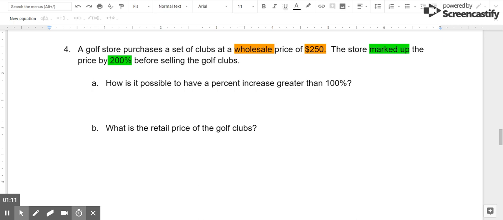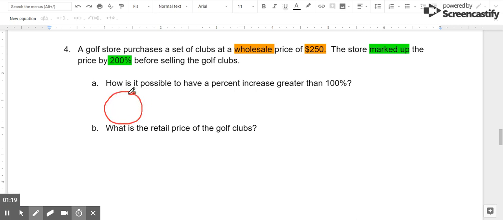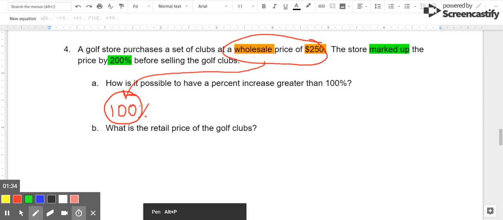I'm going to use a circle to represent my whole. So this first circle represents the wholesale price of the clubs. That is what the store paid for the clubs. So that is 100% of the price that the store paid. But then the store marked it up. If they sell it for that same price of $250, they get no profit.